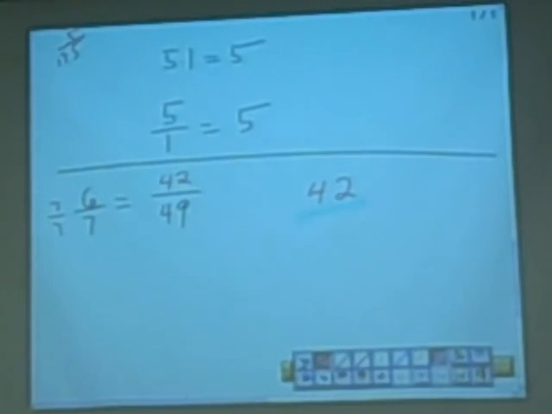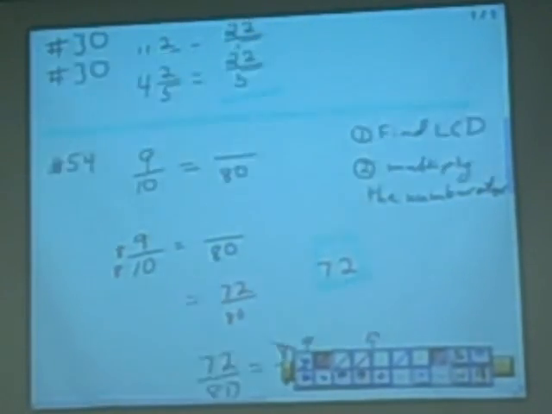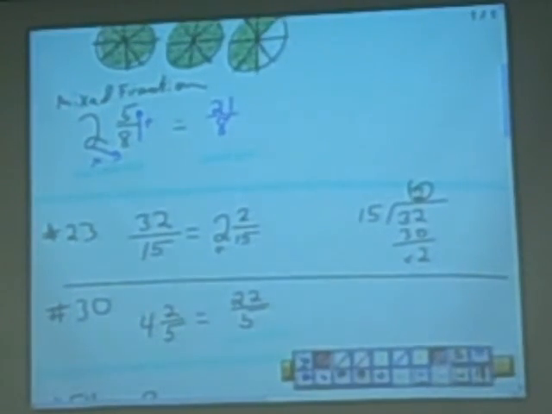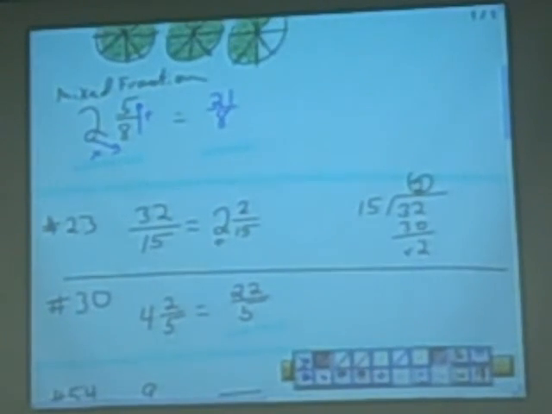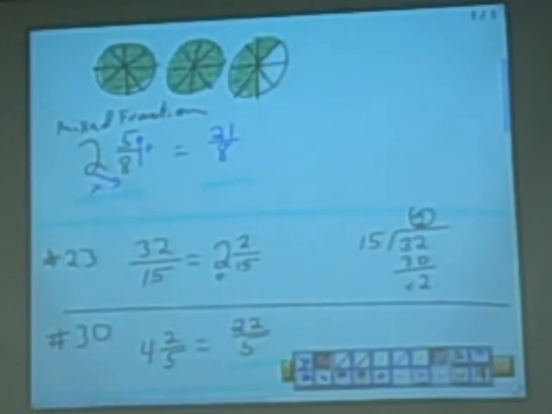All right, good. Any questions with that? Any questions at all with any of the problems that we went over? Does anybody have any questions with converting mixed fractions to improper fractions or the other way? No? Okay. All right, so that concludes this lesson.